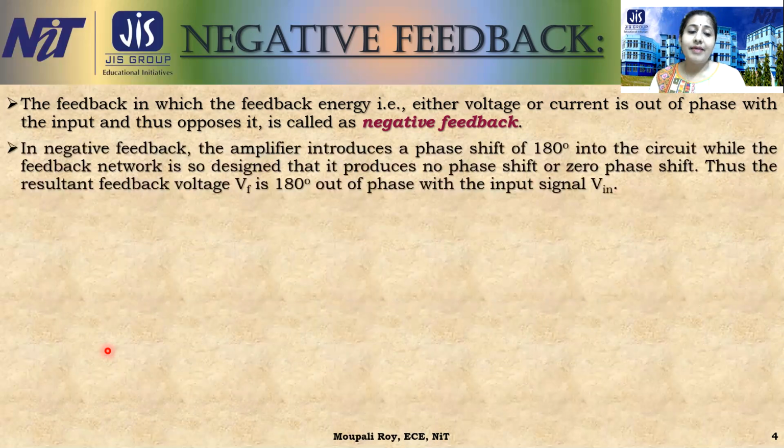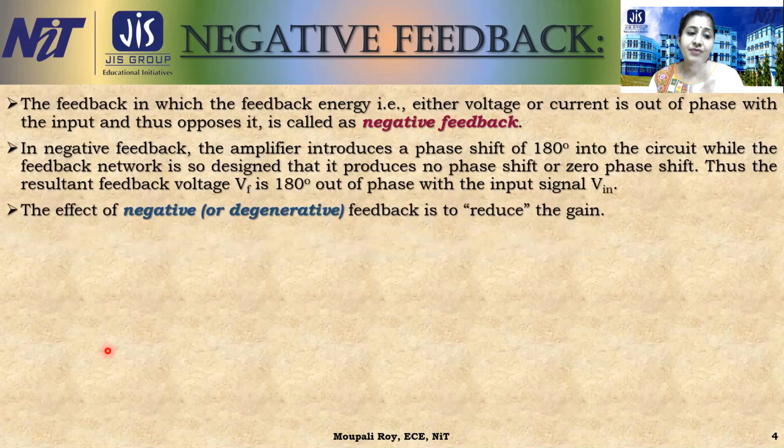In negative feedback, the amplifier introduces a phase shift of 180 degrees into the circuit, while the feedback network is designed so that it produces no phase shift, or zero phase shift. Thus, the resultant feedback voltage, VF, is 180 degrees out of phase with the input signal Vin. So whatever the input is, we get a 180 degree phase shift.